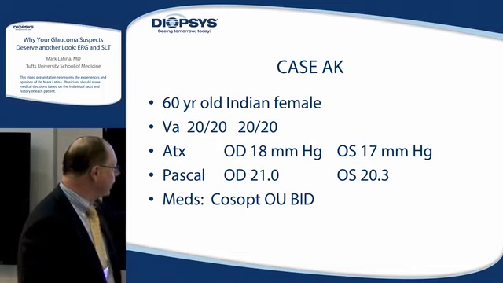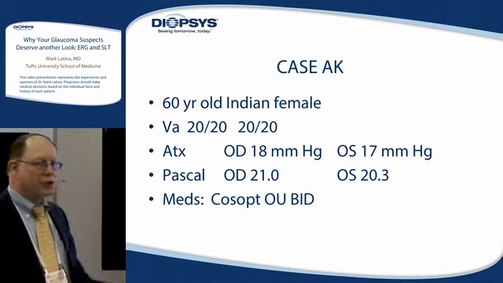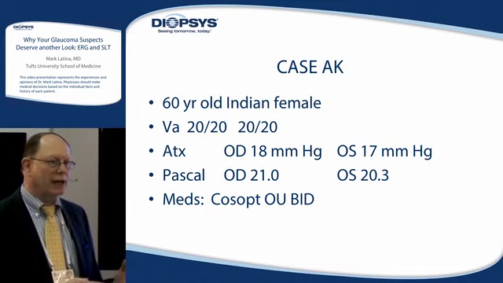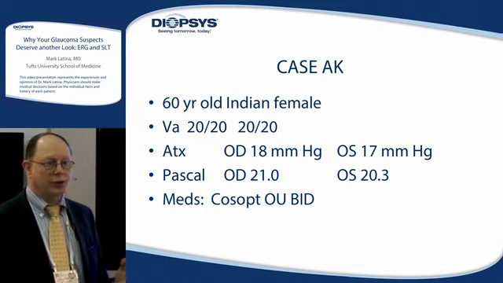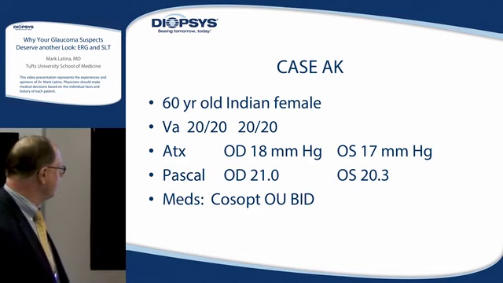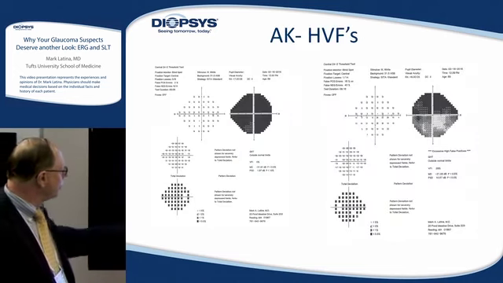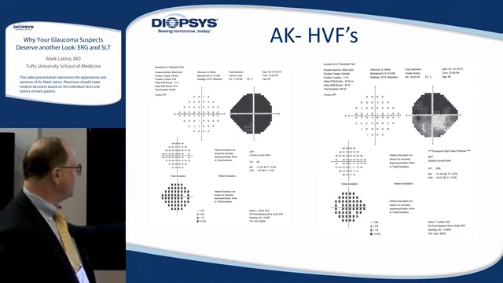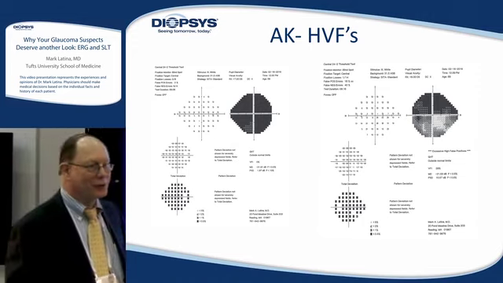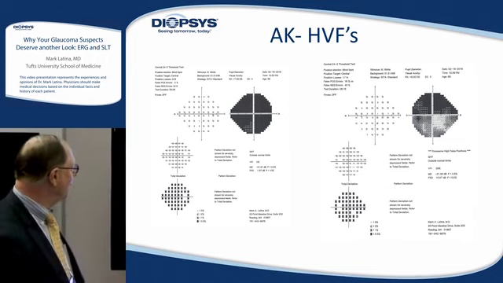But anyway, Pascal pressure was slightly higher. You would expect to see about a 3 millimeter difference between the Goldmann tonometer and the Pascal tonometry in a group of normals. So that's what you would expect. And this patient was on Cosopt twice a day. This is her field. Not a good field taker. This is one of those patients, not a good field taker.